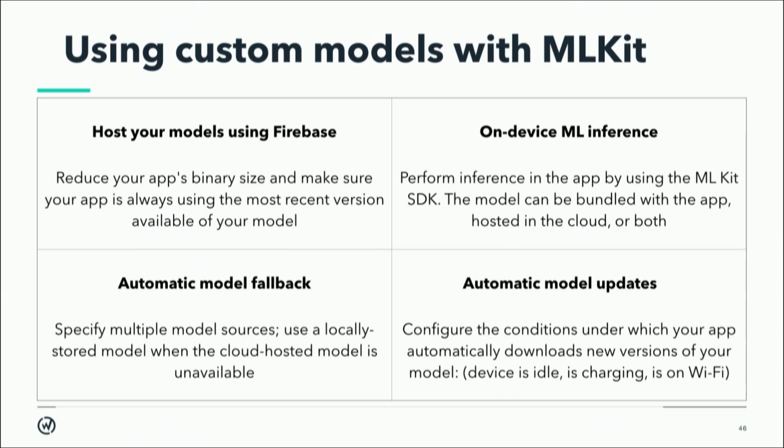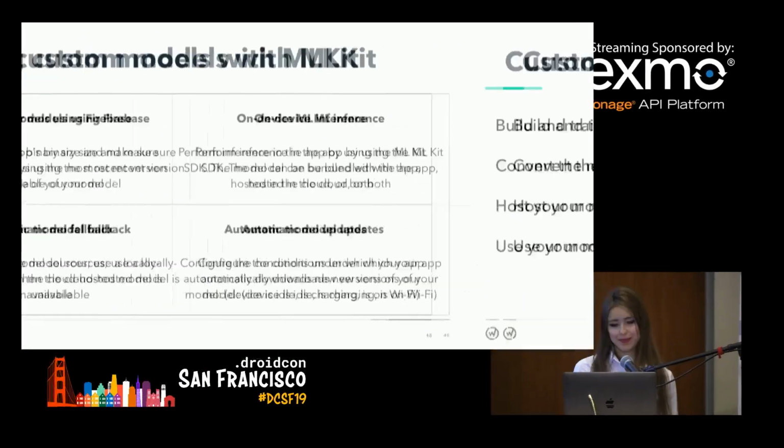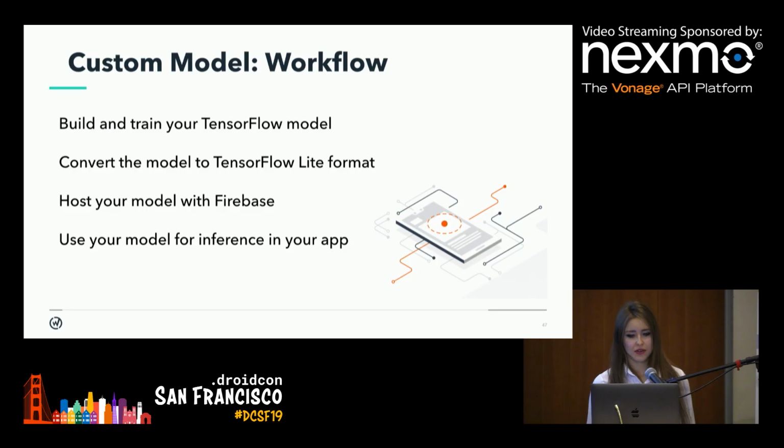You can specify multiple model sources, so you can use the local model when the network is unavailable, or otherwise switch to the cloud model. And you can configure the conditions under which your app will automatically download the new versions of the model, so you can make sure that it's only happening when the device is idle and charging on Wi-Fi, all these things. So the workflow for this, you have to build and train your TensorFlow model.